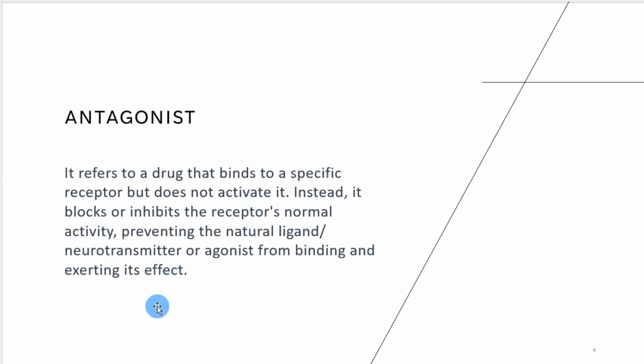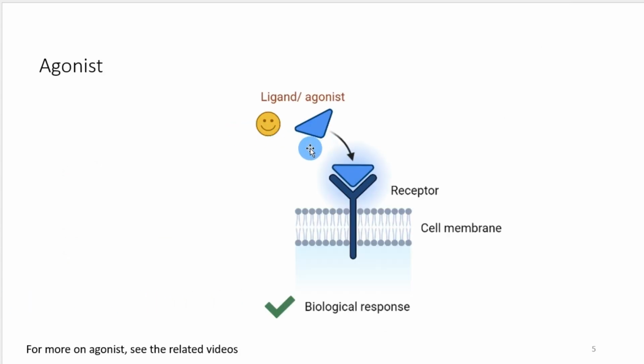Now, in order to understand this definition, let's see what an agonist is. An agonist is a drug or a ligand that binds to a receptor and activates it, and this ligand or agonist mimics the effects of a natural ligand or a neurotransmitter. So when an agonist binds to a receptor, it triggers a series of biochemical events within the cell, leading to a biological response. The response can vary depending upon the specific receptor and the tissue or organ where this receptor is located.